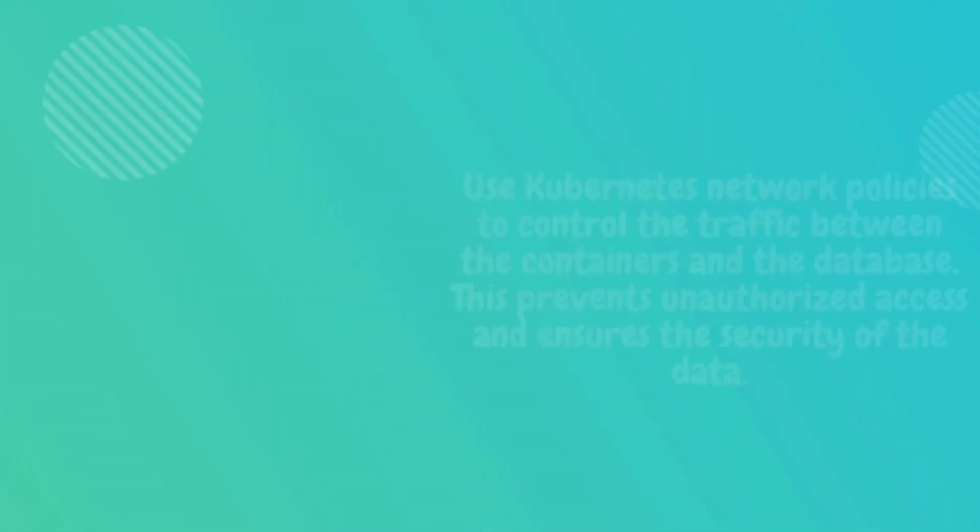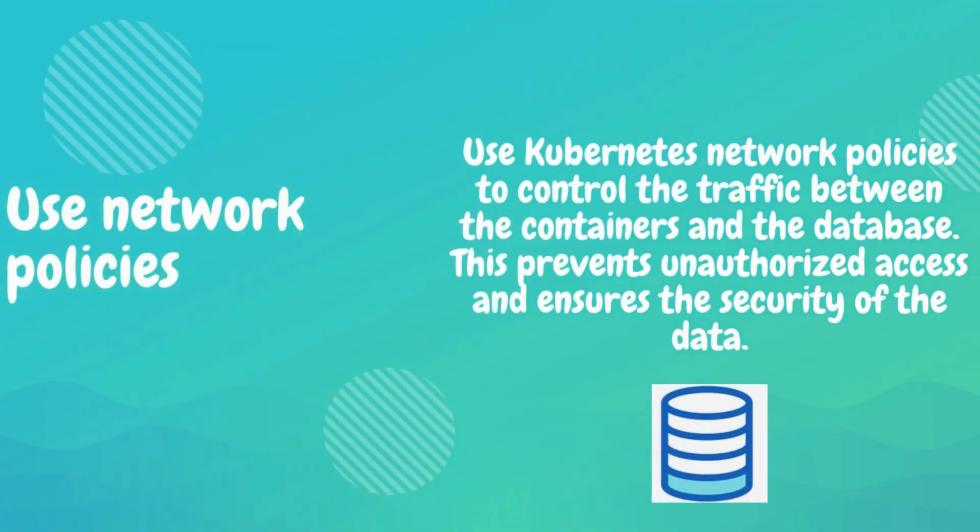Use network policy. The Kubernetes network policy controls the traffic between the containers and the database. This prevents unauthorized access and ensures the security of the data. The database is a critical component, so not all traffic should go to the database. Basically, if pod A has an application, it should connect only to the database, meaning the connection from pod A has to be allowed. You can tweak that by using a network policy, with egress and all those things.